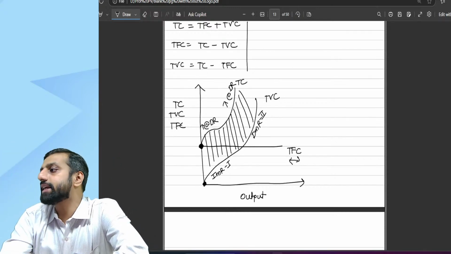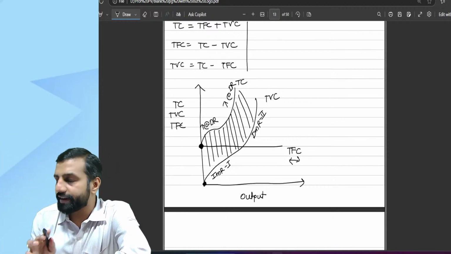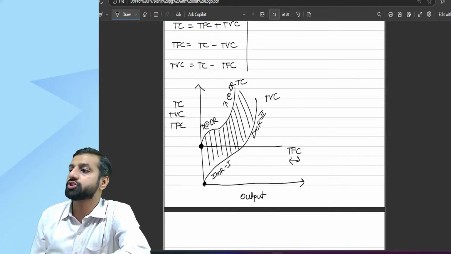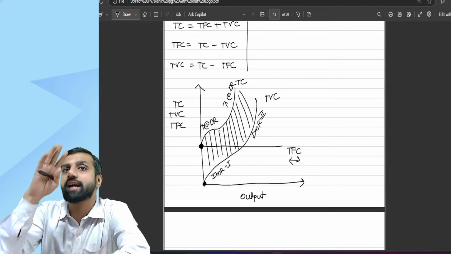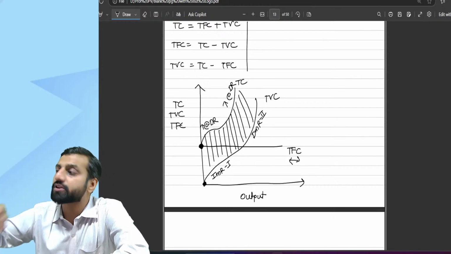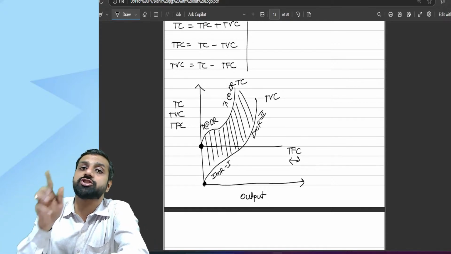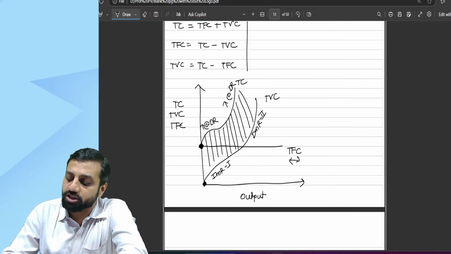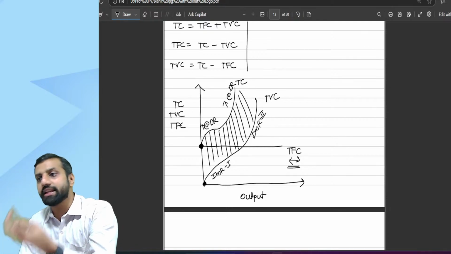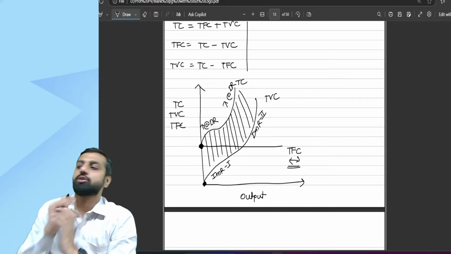So TC and TVC curves are inverted S-shaped curves. The gap between TC and TVC is TFC. TFC is constant. Therefore, TC and TVC are parallel to each other. The TC curve takes the shape of the TVC curve because the change in total cost is only due to the change in variable cost, because fixed cost remains constant. So whatever change is seen in variable cost is exactly the change that we will see in total cost.